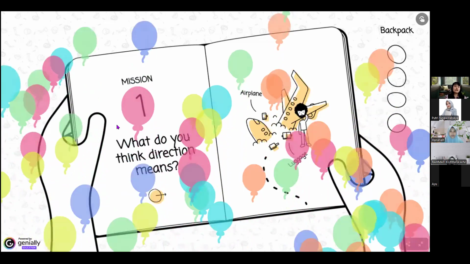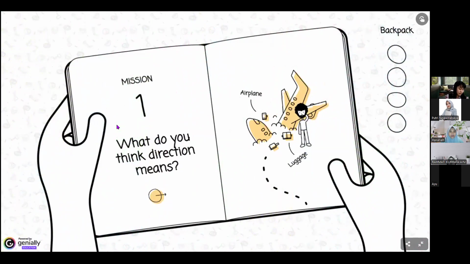Okay, we start with the first mission. What do you think direction means? Who can answer me? Miss Anna, can you answer me? Yes, what do you think direction means? Petunjuk arah, Miss. Oh yeah, good. Direction means petunjuk arah in bahasa. But it means how we tell someone where to go.